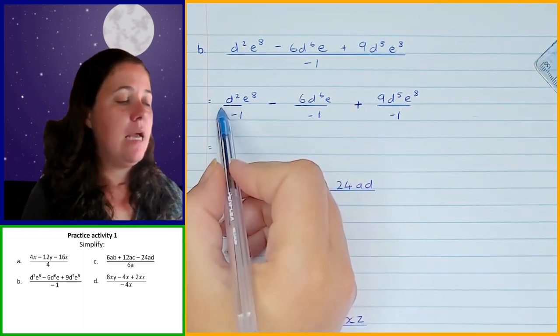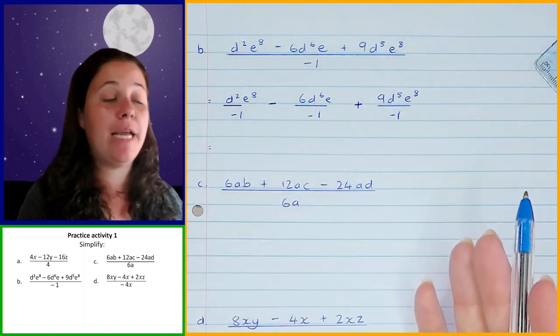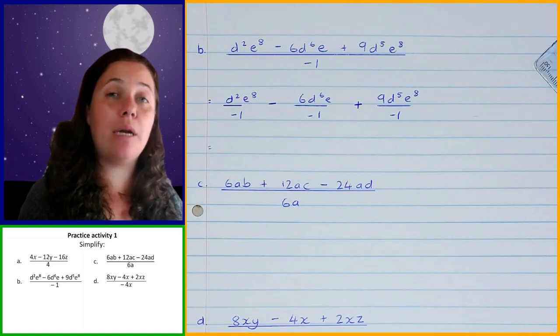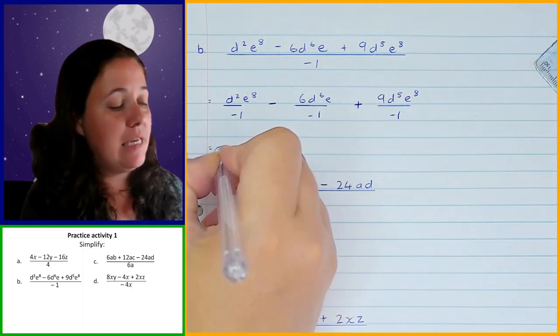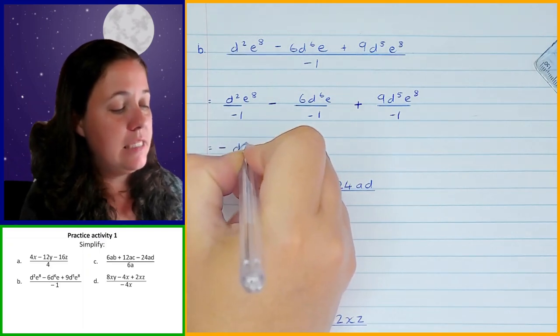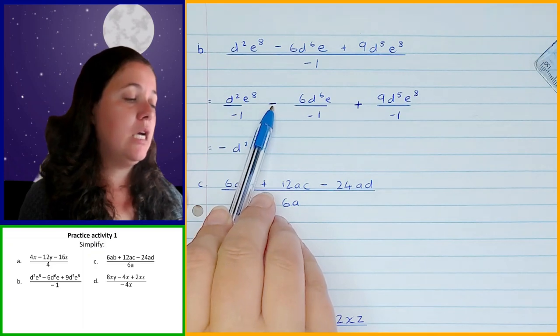So I've got a positive divided by negative. Remember, when we divide by 1, it doesn't change. But if I divide by negative 1, it's going to change sign. So a positive divided by negative is negative d squared e to the power of 8. Then I've got a negative over here divided by a negative.